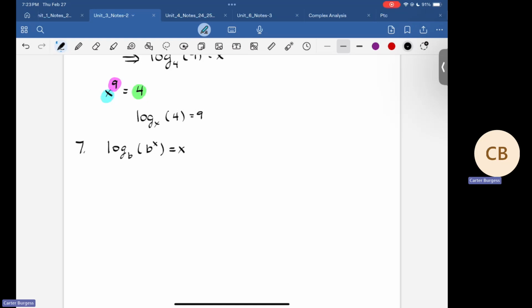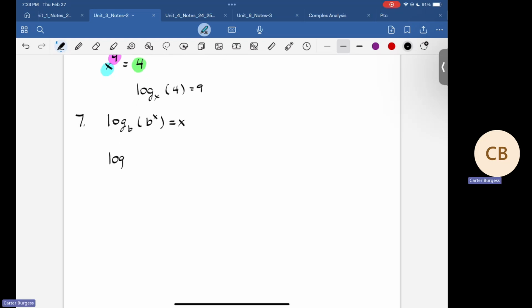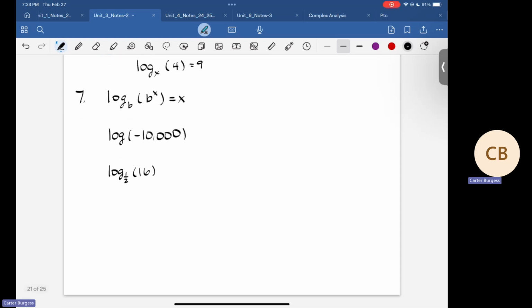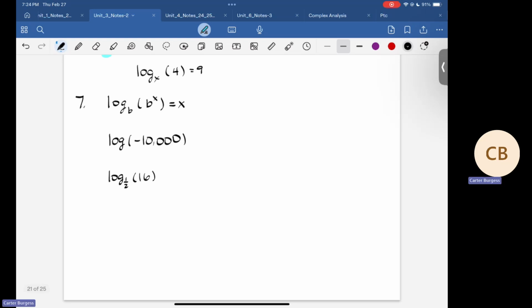So we'll take a look at a couple of these here. Let's take a look at log of negative 10,000. Let's take a look at log base 1/2 of 16. Let's take a look at the ln of e to the 6. Let's take a look at the ln of 1. It's like half of them. Yeah, that should be good.